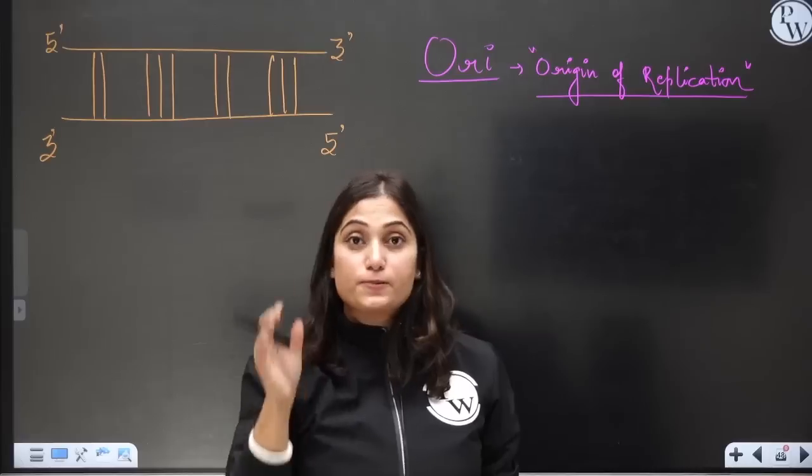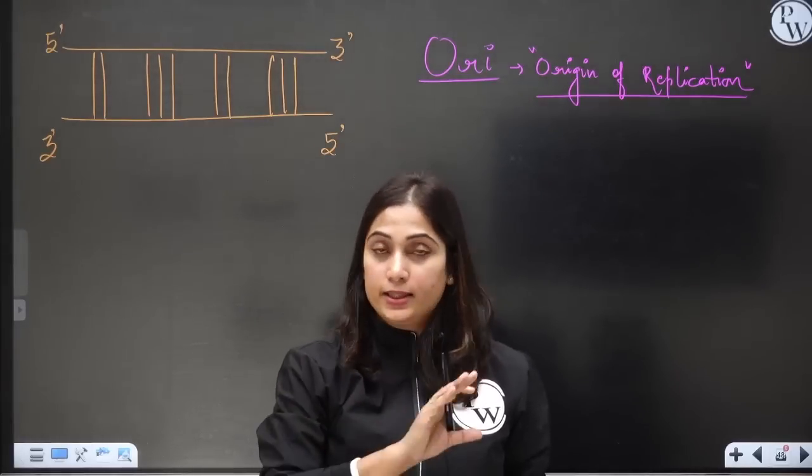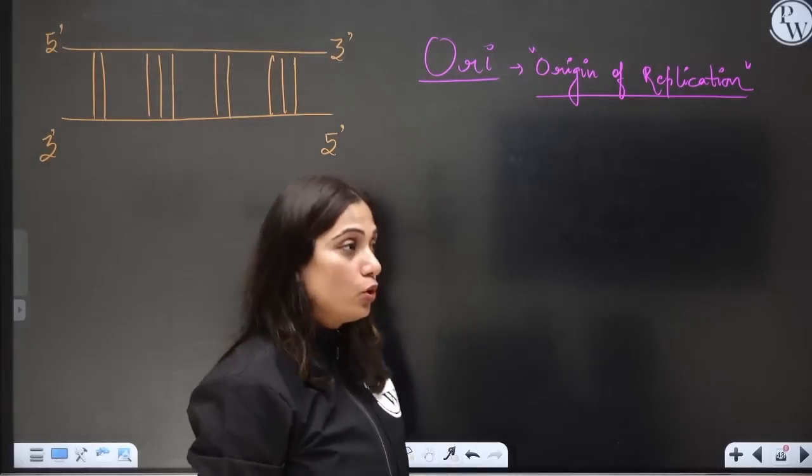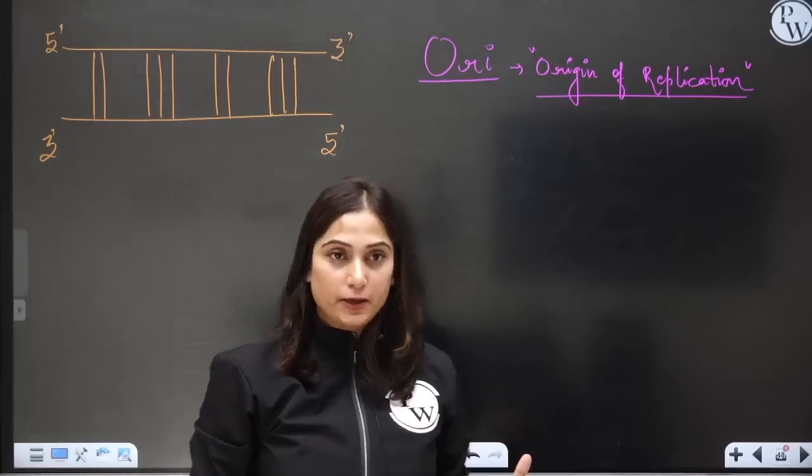Origin of replication is a point from where the replication will start. Without ORI, the DNA cannot replicate. Prokaryotes have a single ORI, but the eukaryotes have thousands of ORI.